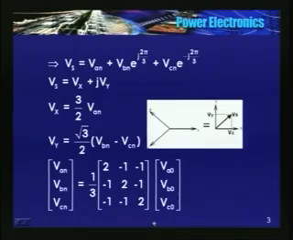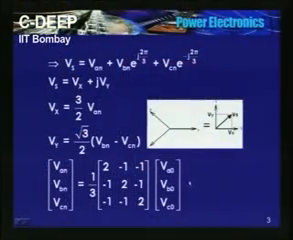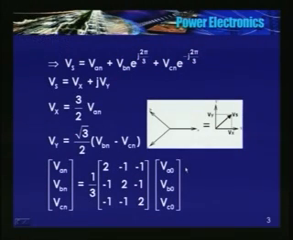So, if the conducting states of the upper devices of the inverter are known, that is 1, 3, 5 or SA, SB, SC, then VA0, VB0 and VC0 will be known. When the upper switch is on, VA0 is plus VDC by 2. If the lower switch is on, it is minus VDC by 2. So I can calculate Van, Vbn and Vcn.